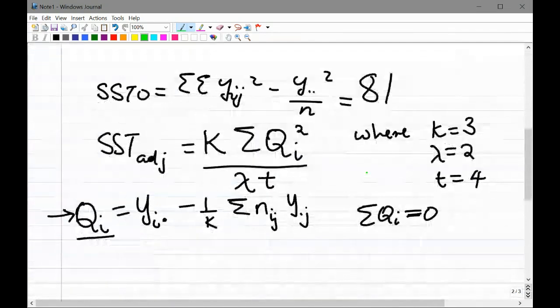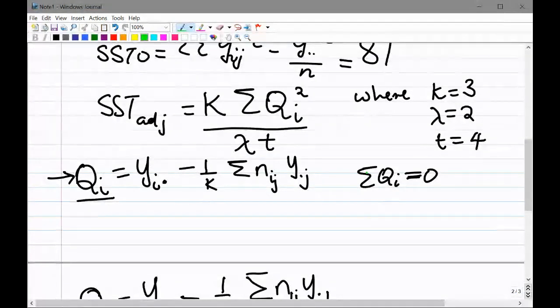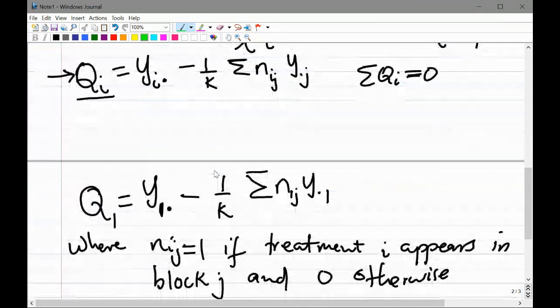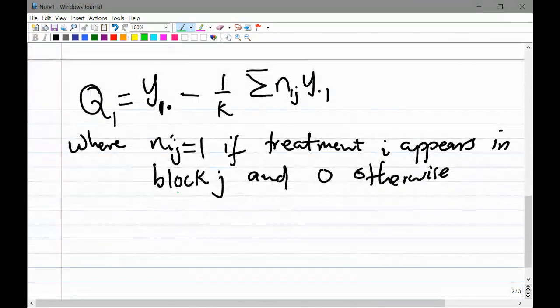So let me give you a hint on what I'm talking about. Let's find Q1. What is the total for the first treatment? Let's use the formula now. Q1, sorry.